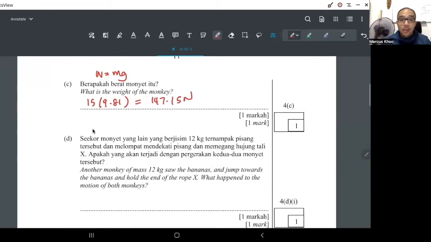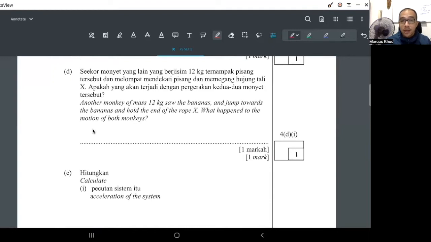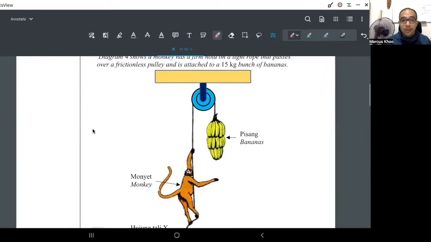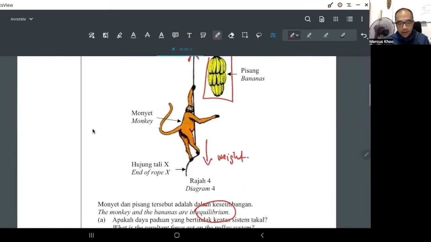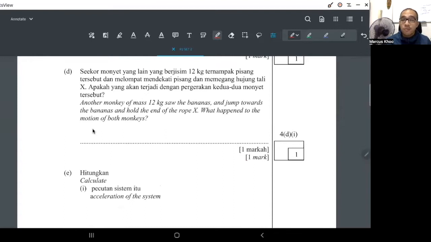So 15 times 9.81 will get about 147.15 newtons, more or less. Now, another monkey of mass 12 kg saw the bananas and jumped towards the bananas and held the end of rope X, which is here. So another monkey is holding on to the rope. The question is, what happens to the motion of both monkeys? This is very logical. There's really nothing to this. What do you think will happen to both the monkeys? Both the monkeys will obviously go downwards, right?